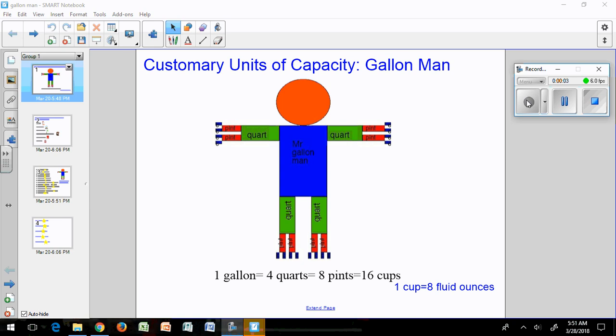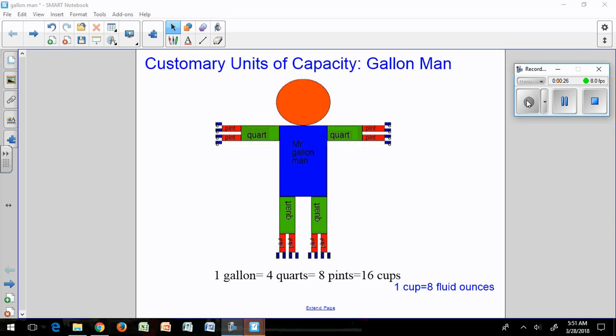Hey everybody. So yesterday we were working with customary units and converting units of length using feet, yards, inches, even miles. Today we're going to stay in customary units, but instead of units of length, we're going to be talking about units of, hey, that's not what I wanted, capacity. And when we think of capacity, think of volume. How much stuff can fit in an area?